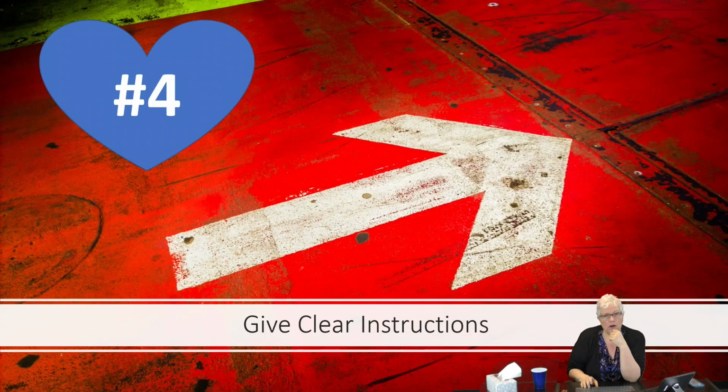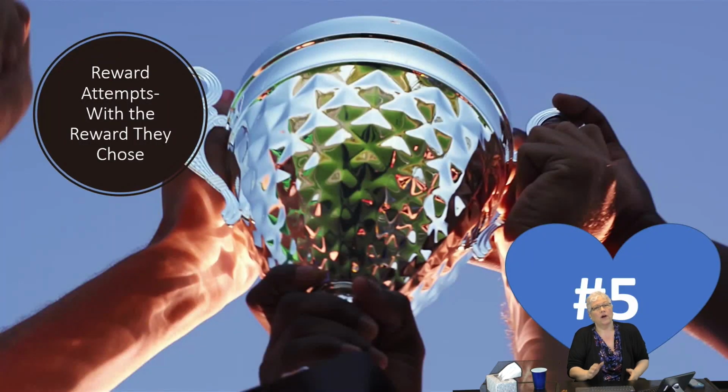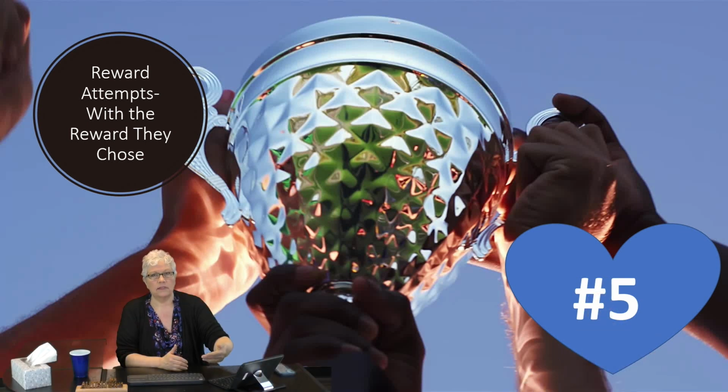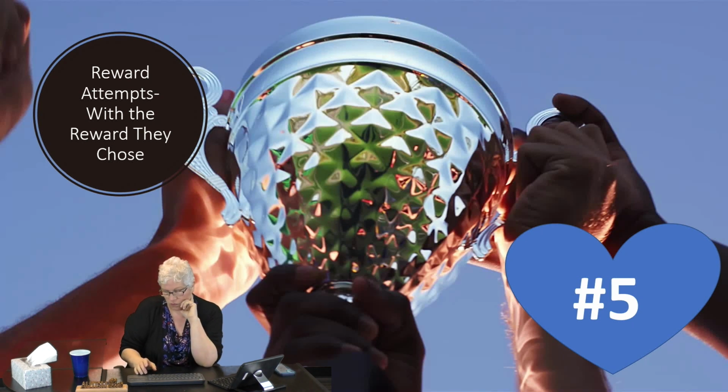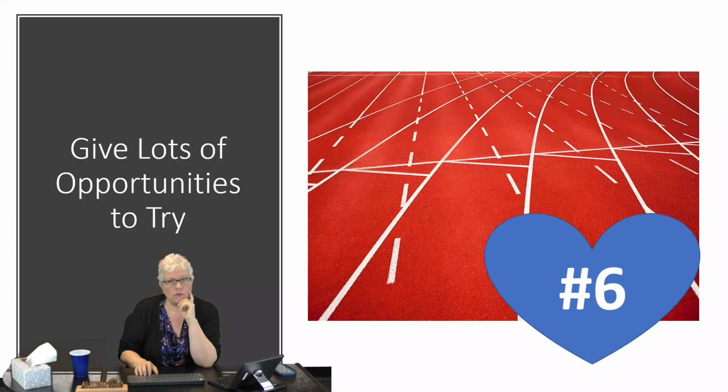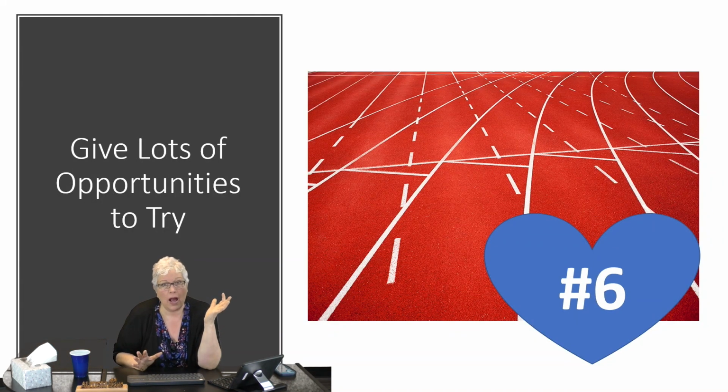Okay, number 4, we have to give clear instructions. It's not fair if we're teaching somebody and we don't give clear instructions. It seems like a duh, but I'm going to get into granular how this works and how this doesn't work. Number 5, reward all attempts with the reward that the individual has chosen. This is how this becomes individualized. Is that we're going to give rewards for attempts, but we're going to reward them with what they chose to be rewarded with. Number 6, we're going to give lots of opportunity to try.